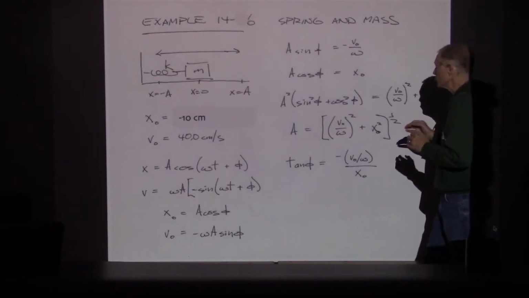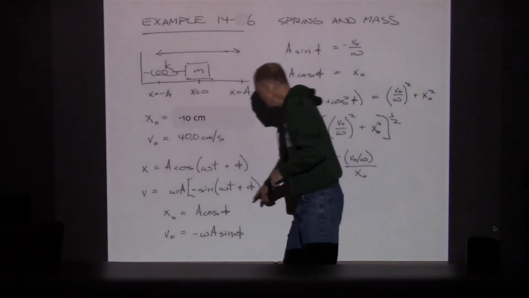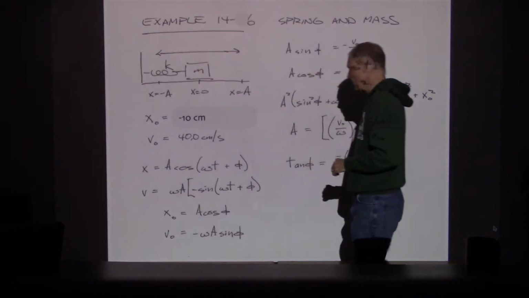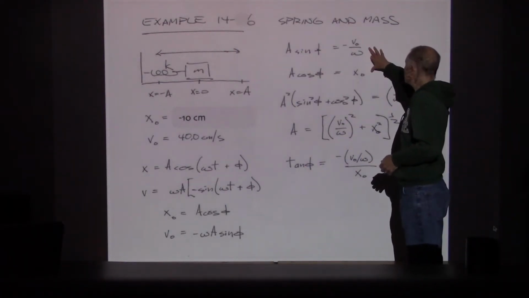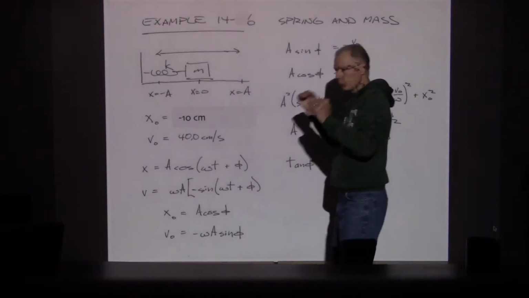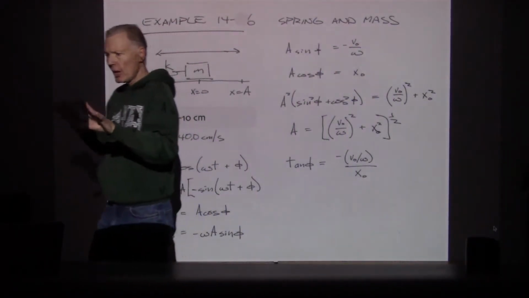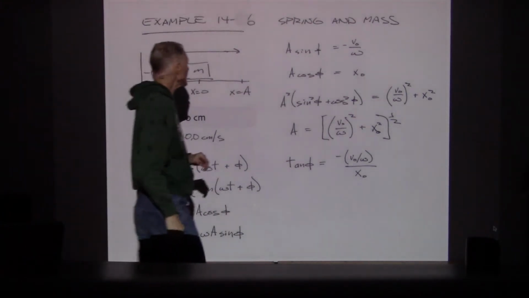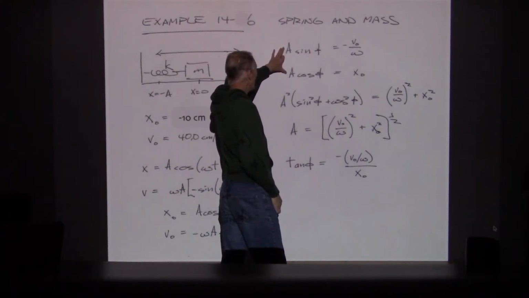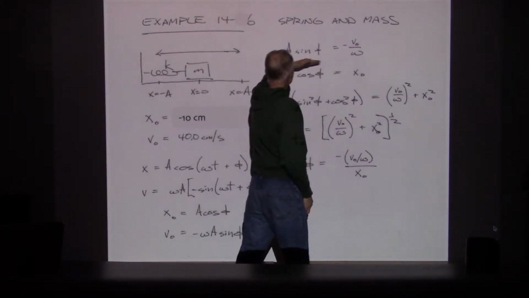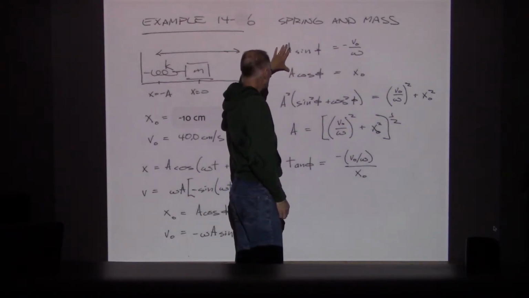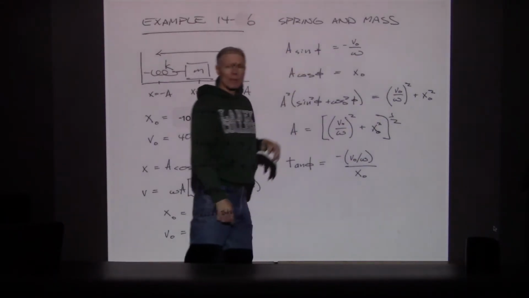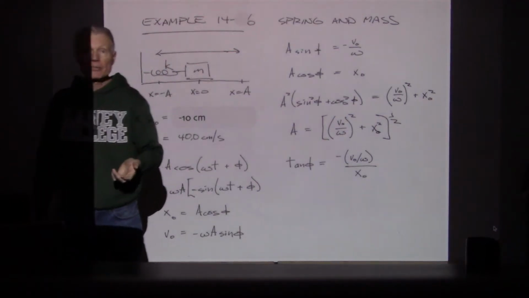Now the other item we need to calculate is the phase constant. How do I determine the phase constant? These are our setup formulas. I've got one in terms of sine, one in terms of cosine. If I want to eliminate a common factor out front, I divide these equations. So I'm going to take the first equation and divide through by the second one. That will cancel out the A's and leave me with a tangent of the phase angle.